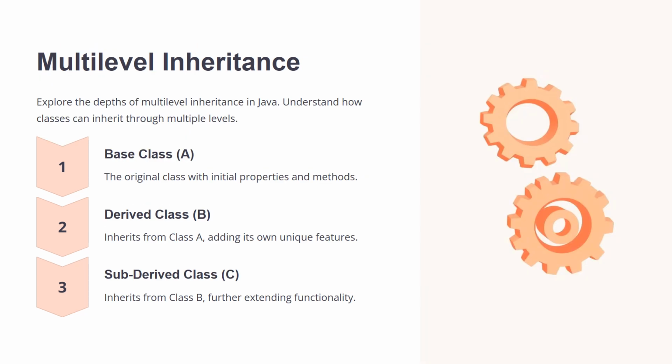Multi-level inheritance. Explore the depth of multi-level inheritance in Java, understanding how classes can inherit through multiple levels. Base class. Base class is A, the original class, which has the initial properties and methods. Derived class, that is B, inherits from class A, adding its own unique features. Sub-derived class is the last class, which inherits the properties of class B as well as class A, inheriting from class B and further extending the functionality.